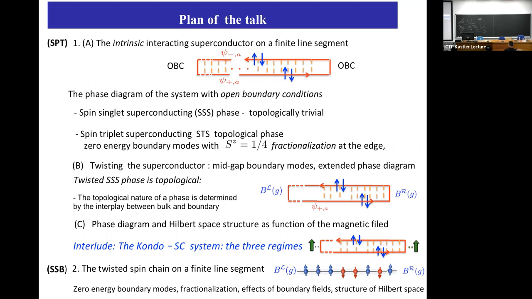The superconductor is an example of what is called a symmetry protected topological phase. And another classification, for which the gapped XXZ provides an example, is what is called an SSB phase, a spontaneous symmetry breaking phase. However, I will show that the edge structure of both is very similar.